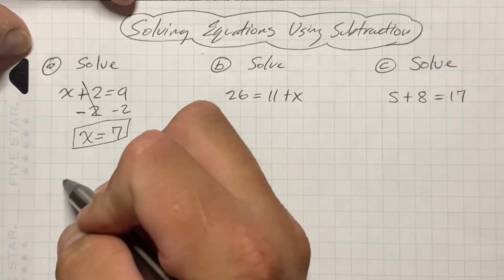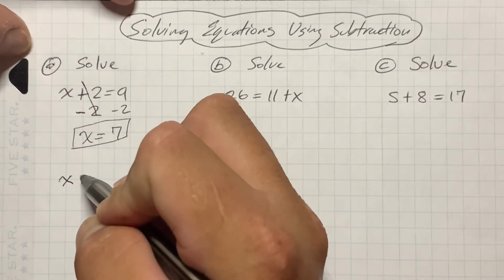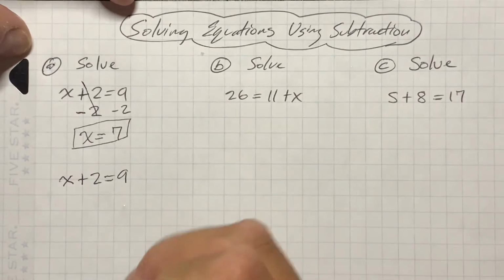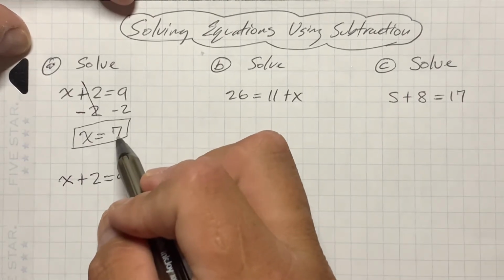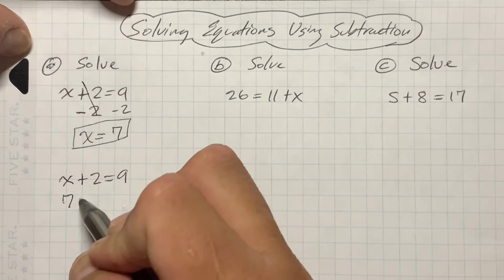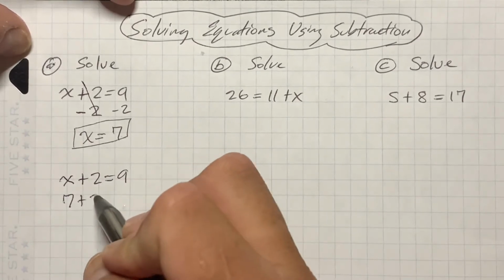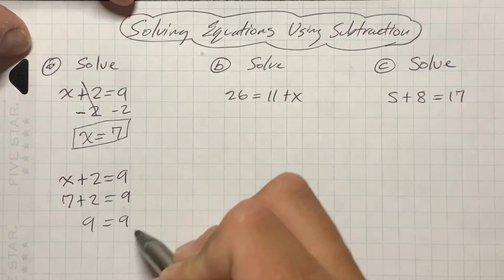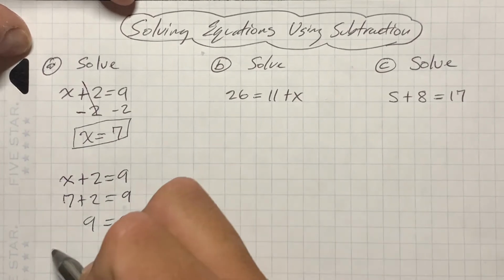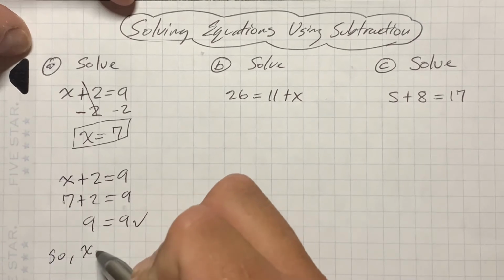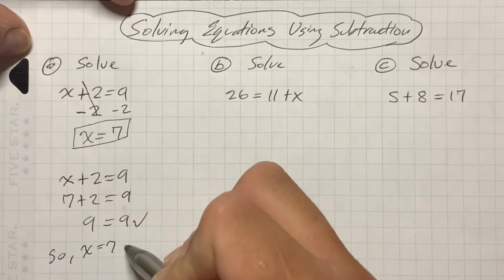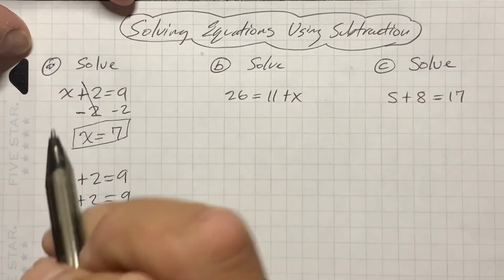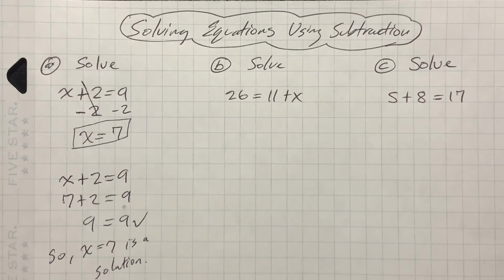Now to check it, we're going to have to rewrite the equation. x plus 2 equals 9. Then substitute 7 for x and put that into the equation. 7 plus 2 does equal 9. So 9 is equivalent to 9, and that checks. So when x equals 7, this is a solution to the equation that makes it true. All right, we're going to continue with the next example.